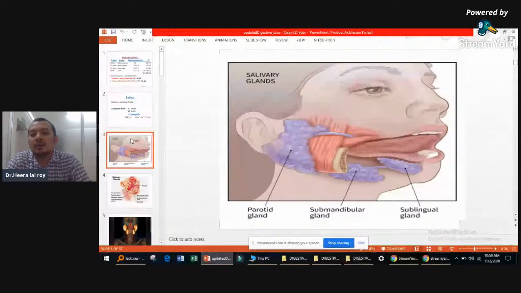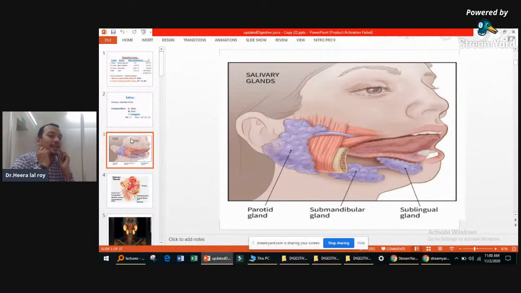You can see the larger one is the parotid gland, which is just beneath the external ear, near the mandible. We'll get this very nicely when you go to head and neck in anatomy. They will provide adequate knowledge about these glands. But for us, it's just a glimpse.